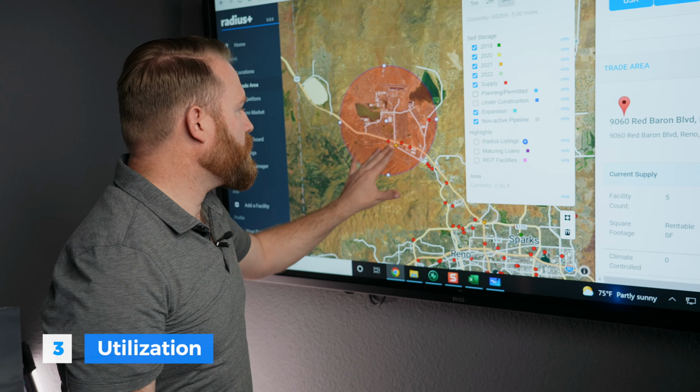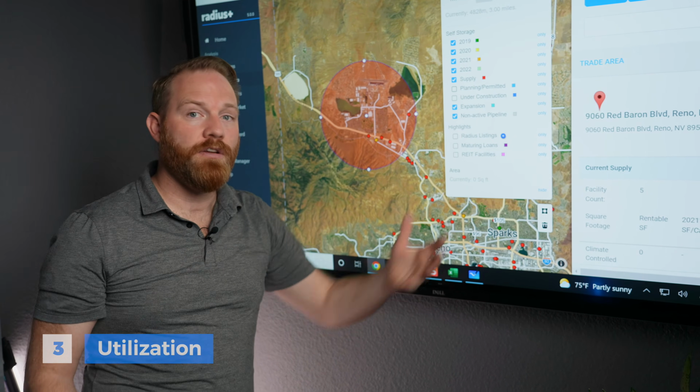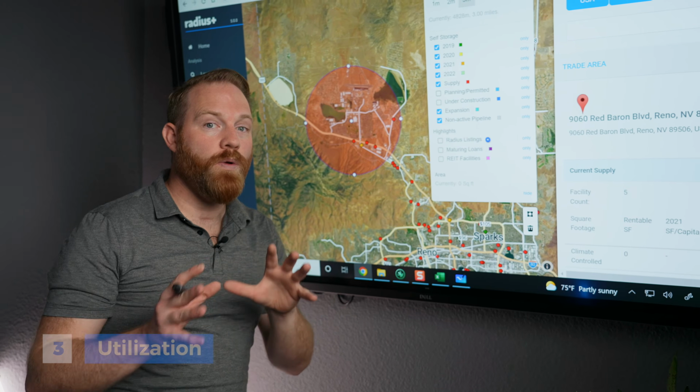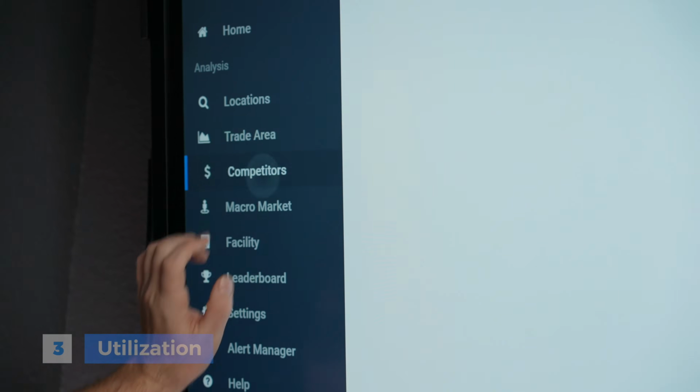The third thing is utilization. How are the customers utilizing those assets within that market, which ties it all together? Let's take a look at the storage facilities. We have the market, it's rising, income's rising, population, the existing storage facilities. What we want to look at is the utilization of them in the market.